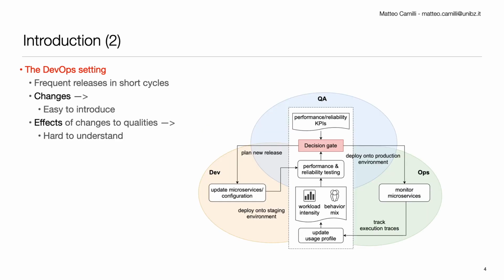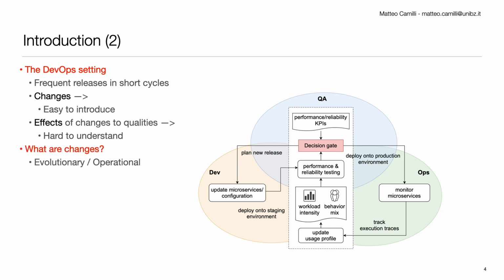So what is DevOps? DevOps is a term used to identify a set of agile practices aimed at continuous interaction between developers, operators, and quality assurance teams, as described in this figure on the right side. The development stage produces a new version of the target microservices system, and this new version shall be assessed in a quality assurance stage, also taking into account the information coming from operations.